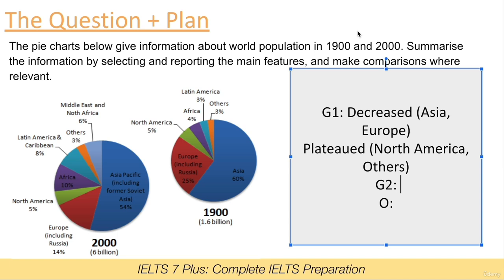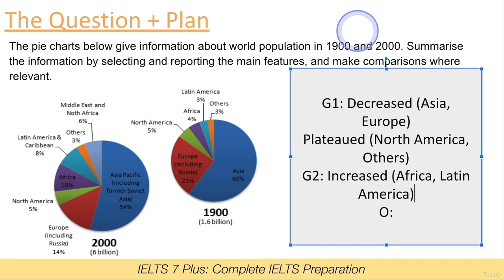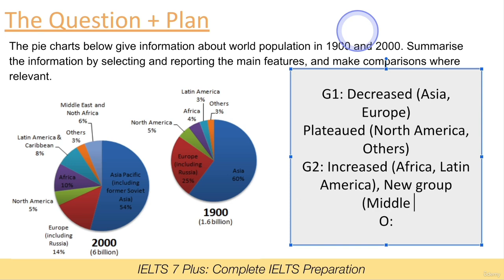Okay, perhaps we can go to paragraph 2 and we can talk about categories that have increased, such as Africa, Latin America, and perhaps we can talk about a new group being the Middle East and North Africa.